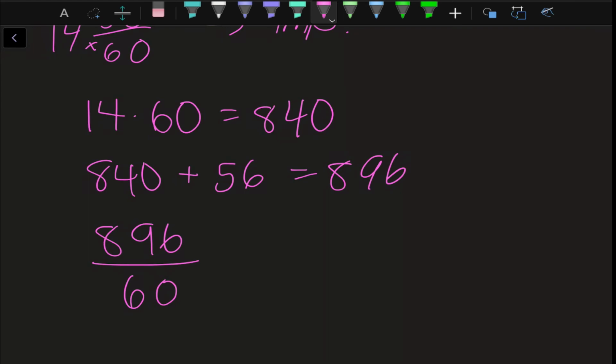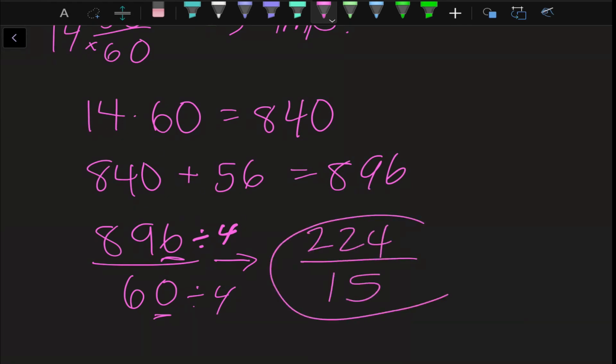Now we can definitely make this into lowest terms because we can tell they're both even, but I don't want to divide by 2 forever. So I'm just gonna let you know that our greatest common factor is 4. So our final answer is going to be dividing both by 4, which gives us an answer of 224 over 15, and that is in the lowest terms.